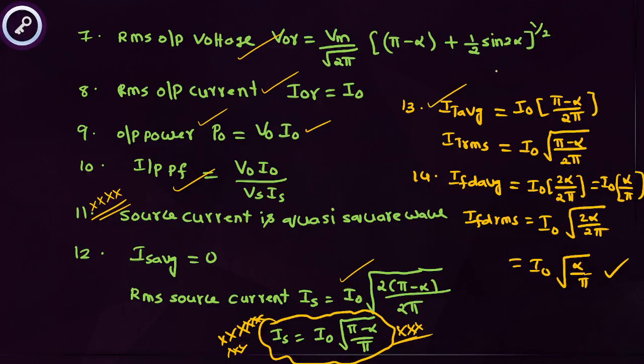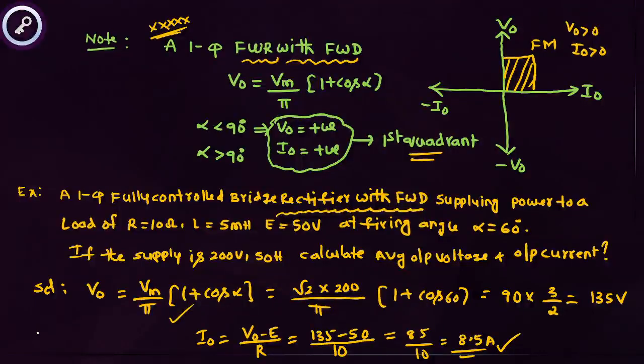What is the average thyristor current? Amplitude into how much angle the thyristor is conducting? (Pi minus alpha) by 2 pi. If you want RMS, take the square root. What is the average freewheeling diode current? How much angle is the freewheeling diode conducting? 2 alpha. Conduction angle by total one cycle angle. That is I naught into alpha by pi. But the RMS value of freewheeling diode current is I naught into square root of alpha by pi. Every formula is important, friends, you have to concentrate.